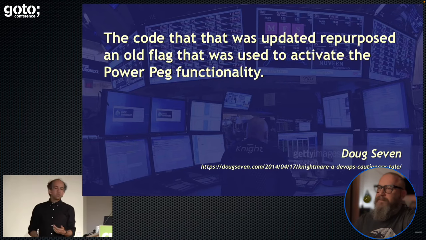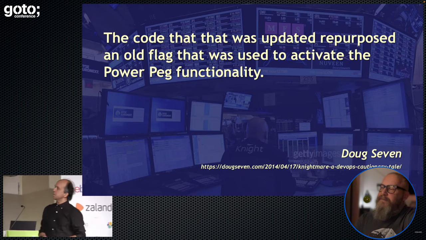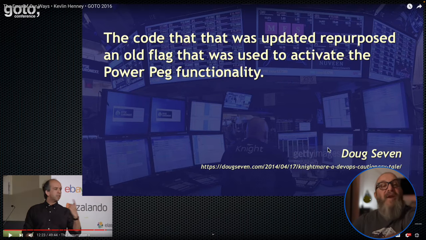There's these subtle things. They're very difficult to recreate. It's an assumption combined with another assumption combined with another. So what was the assumption? Well, I'm sure nobody's ever done this. I have. The code that was updated repurposed an old flag that was used to activate the PowerPeg functionality. You recycle. Very common in C++, because they're tight little areas, and the less memory access and the more data you can pack in to do some sort of functionality, or reuse something that's not being used.